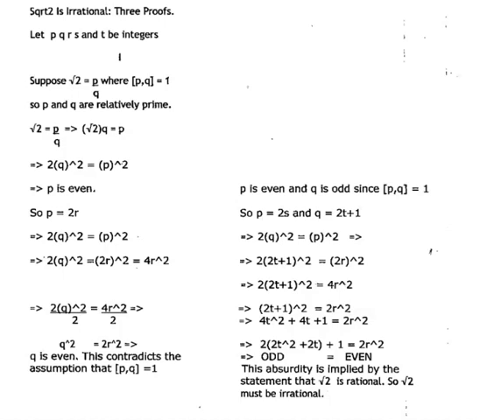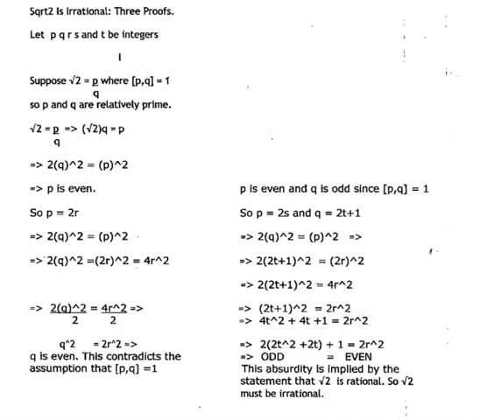I'm presenting here three proofs that root 2 is irrational. We're going to let p, q, r, s and t be integers, and in the left-hand column I follow the proof which is most usually given. We suppose that root 2 equals p upon q, where the greatest common divisor of p and q equals 1.